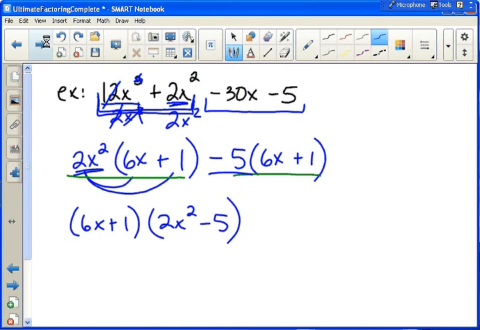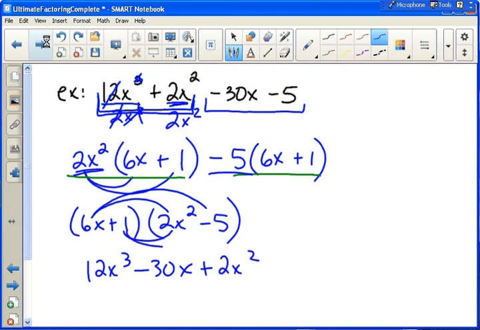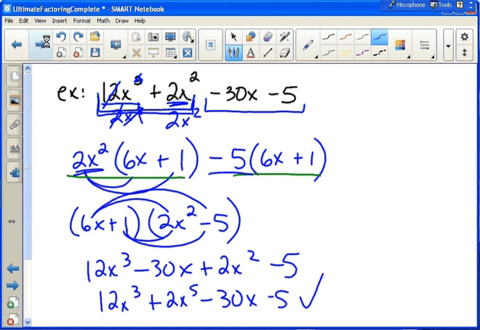We'll go ahead and check this one just for practice. 6x times 2x squared would be 12x cubed. 6x times negative 5 is negative 30x. 1 times 2x squared is 2x squared. And then 1 times negative 5 is negative 5. Now typically we put these in descending order, in other words put the biggest exponent first and then work our way down. If we change it to that, you can see that it does in fact match exactly what we started with. So 6x plus 1 times 2x squared minus 5 is the correct answer.